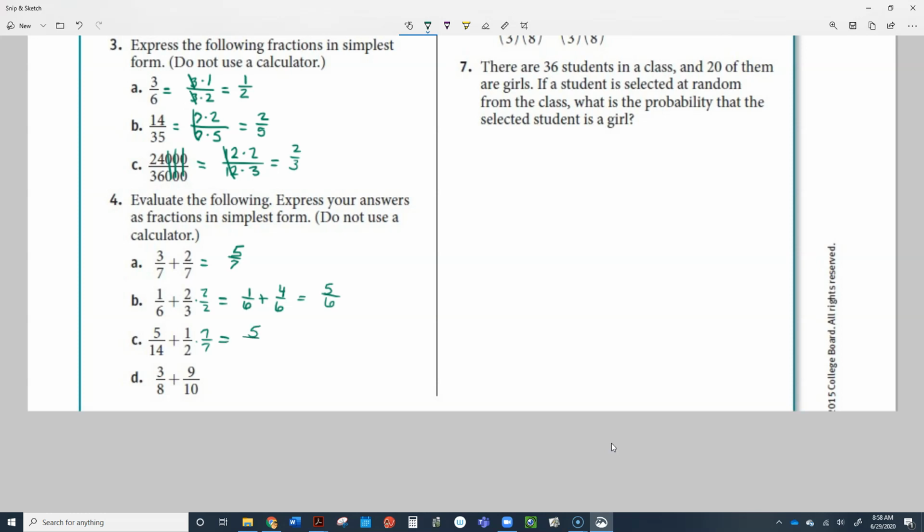So this becomes 5/14 plus 7/14. Add the numerators together, you get 12/14. Because we can, we should simplify. That's 2 times 6, that's 2 times 7. So the final answer is 6/7.